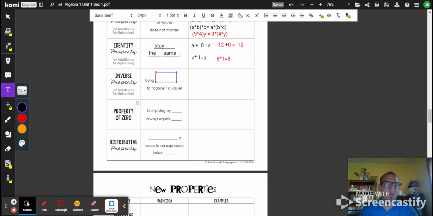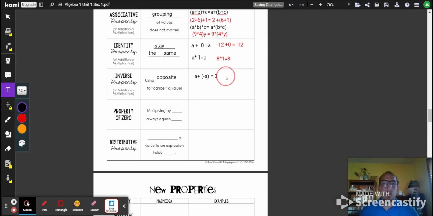The inverse property would just, in a way, cancel it out. And how do you cancel something out? You've got to use the opposite term to cancel out the value. So if I say, what's the opposite of A? You have to add the opposite of A. Opposite of A is just negative A, and that equals 0.